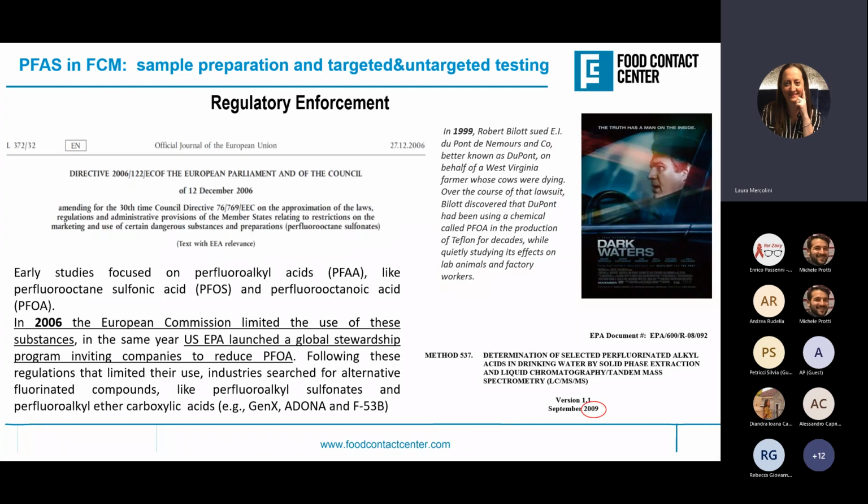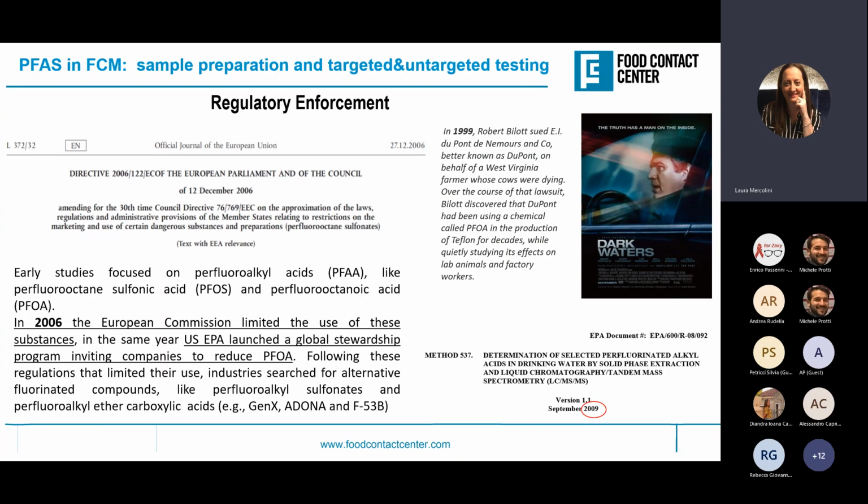About regulatory enforcement, the first decision about PFAS in Europe was in 2006, and also in the USA we had the first message that was trying to invite companies to reduce PFOA. And I don't know if you know this movie. I also read the book this summer.